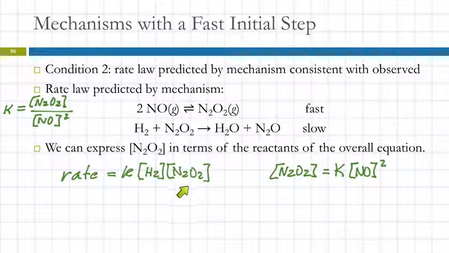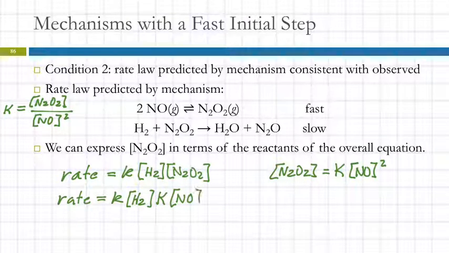So I don't want this N2O2 in my rate law because it's an intermediate and I have no way of knowing what the concentration is. But the concentration of that intermediate is equal to this thing. So I can substitute that into my rate law. So rate equals the rate constant times the hydrogen concentration times the equilibrium constant times NO squared. This is better, right?